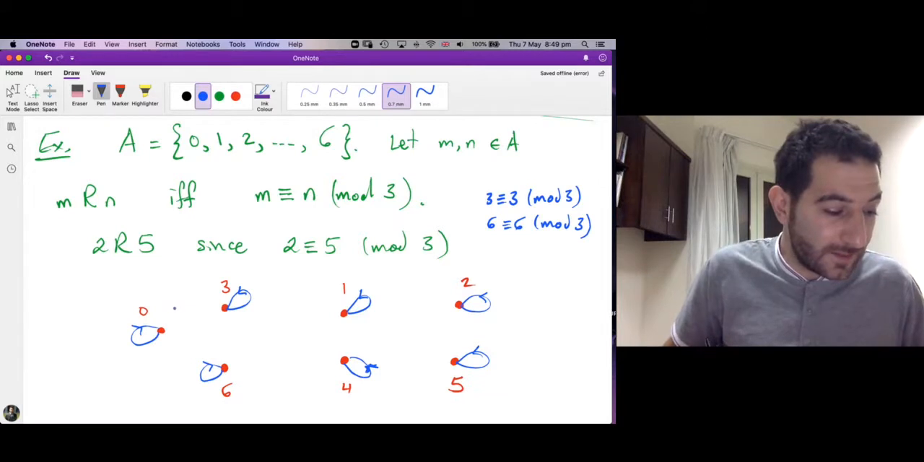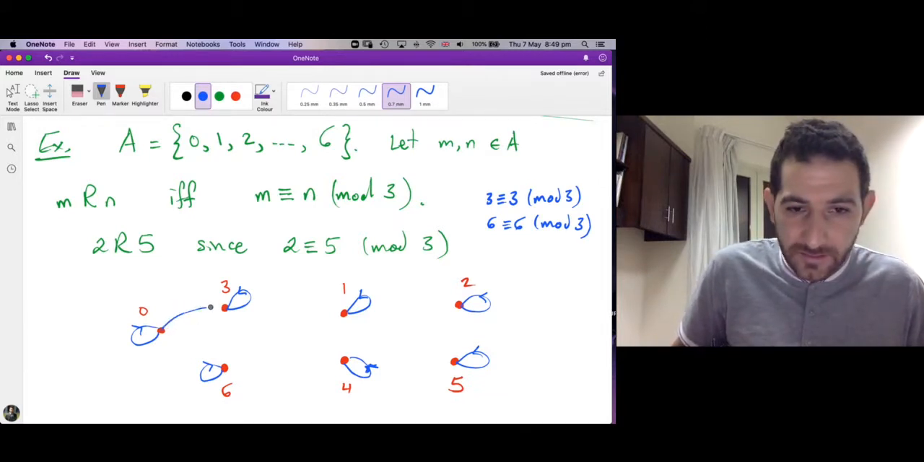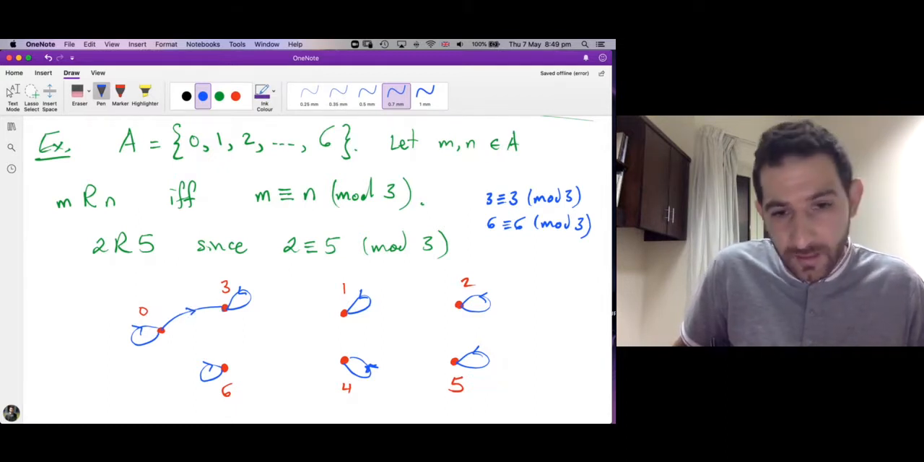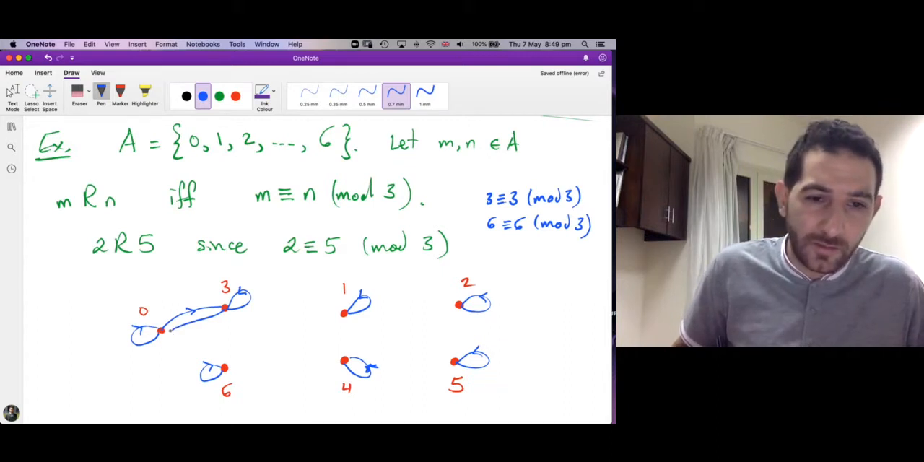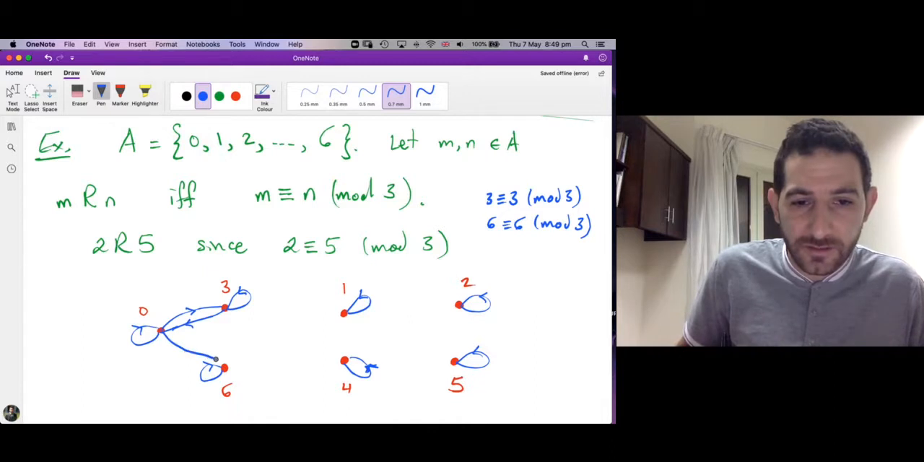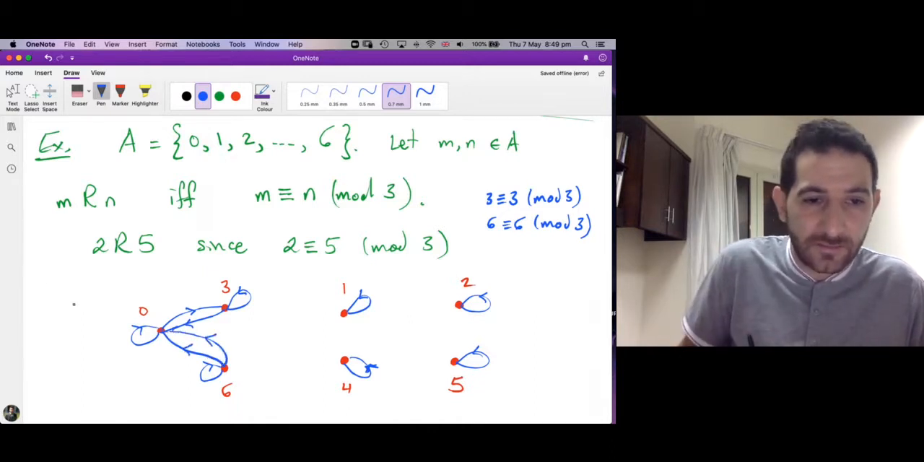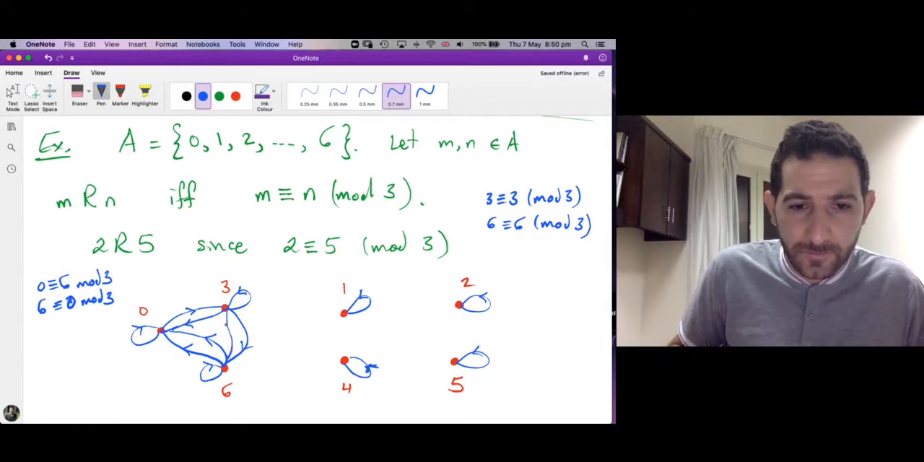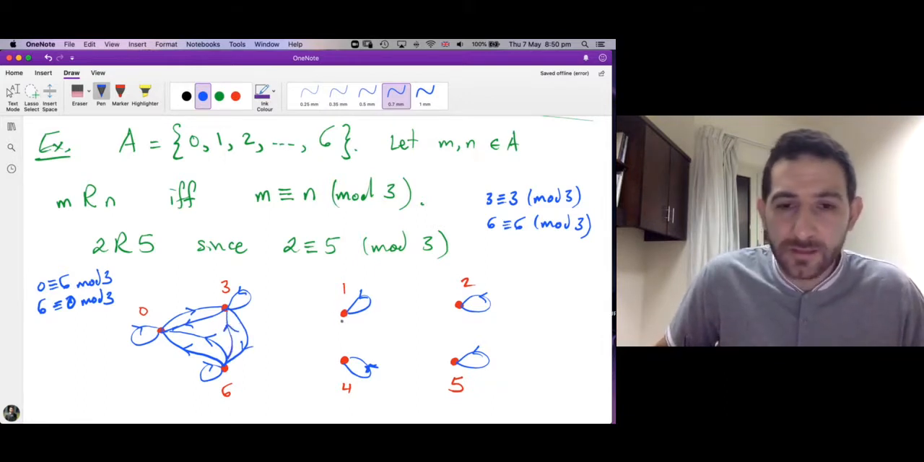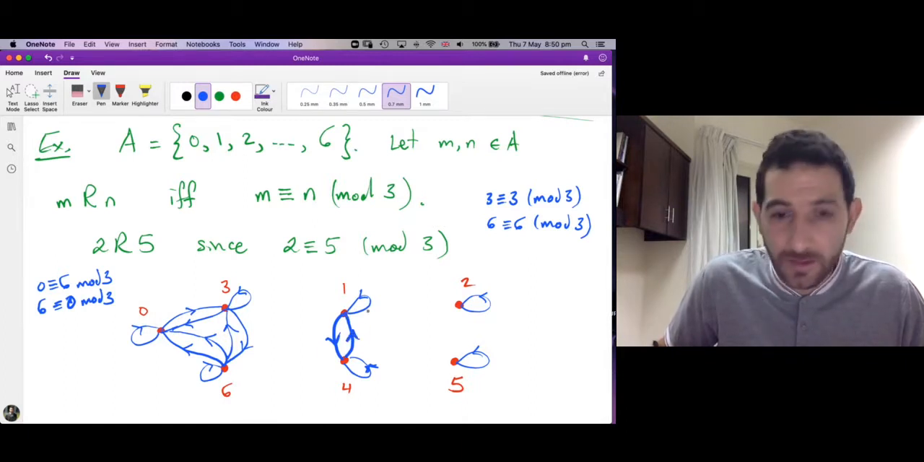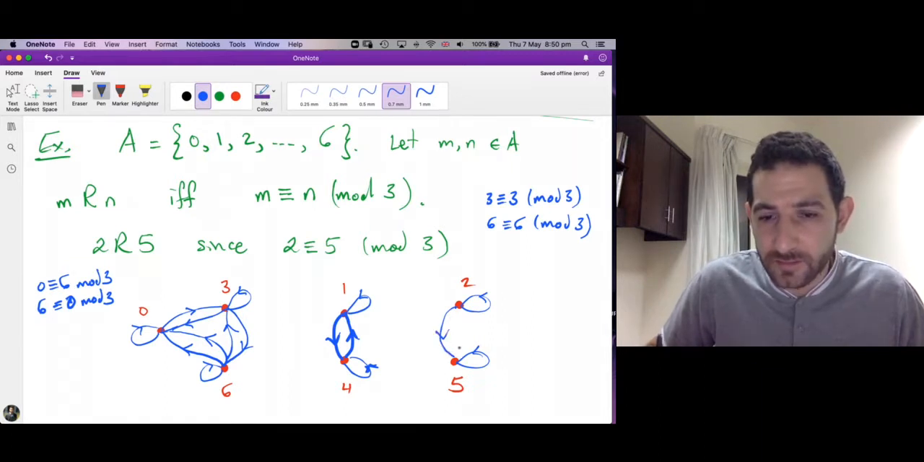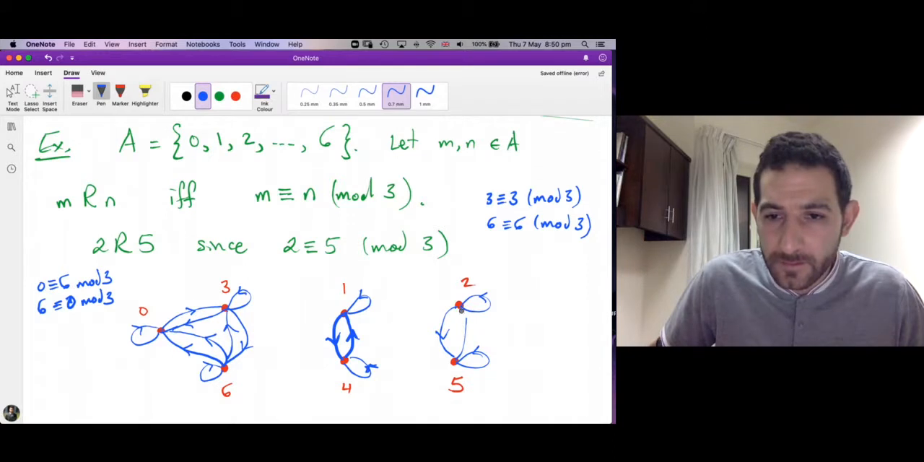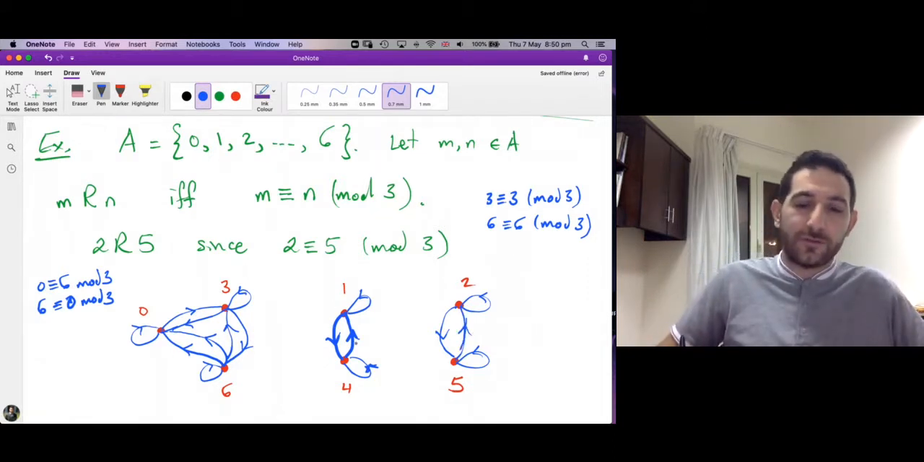Okay. Now second, are 0 and 3 related? Yes, because the difference is 3, and similarly 3 and 0 are related. So we have both directions here. And similarly for 0 and 6, right? Because 0 is congruent to 6 mod 3, and also 6 is congruent to 0 mod 3. And similarly for 3 and 6. Okay. Now 1 and 4 are related because 1 is congruent to 4 mod 3. And similarly for 4 and 1, 2 and 5 are also related, right? Because the difference between 5 and 2 is 3. And 3 divides 3. And here the difference between 1 and 4 is also 3.